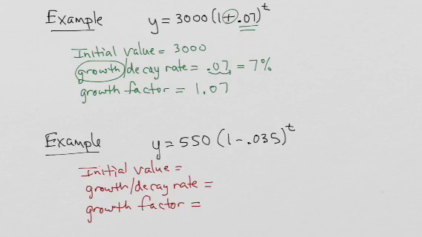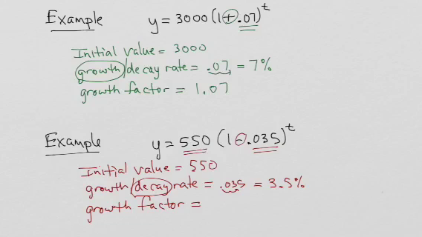All right, another example. Same basic strategy. The initial value is always in the same location, right after the equal sign. In this case, it's 550. I'm not sure what that 550 is, because it could be dollars, people, anything. Now, next, the growth or decay rate. Now, again, because this one has a minus, that makes it a decay. Now, what's the rate? Well, the rate would be this 0.035, but again, as a percent. So we have to move the decimal 2 slots to the right, in between the 3 and the 5. 3.5% decay rate in this one.